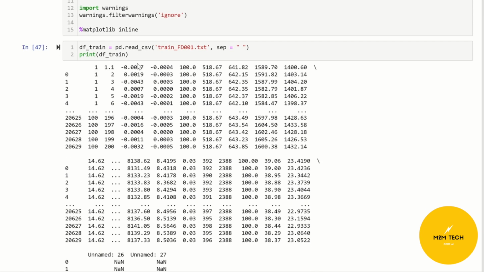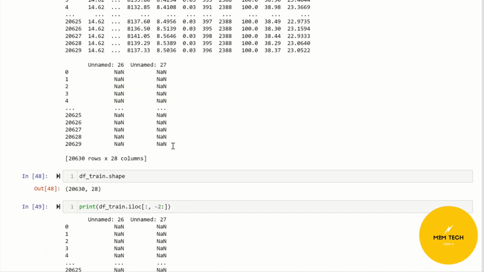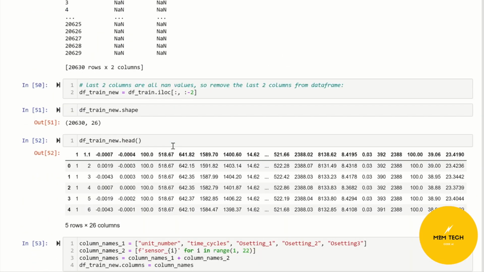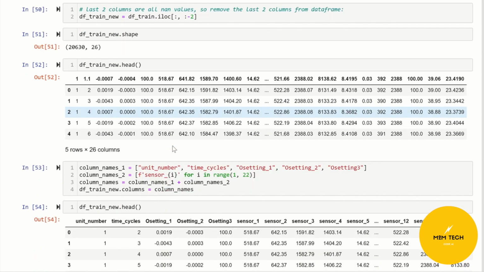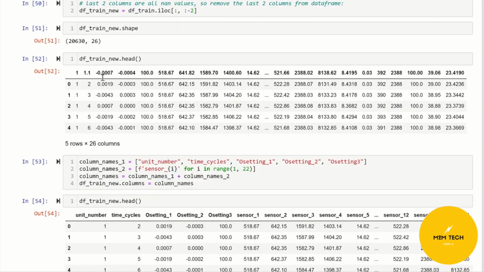Here I loaded up the training data set, and here we can see that the last two columns are all NaN values, which are obviously not important for us. So I removed them from the data set. And here as well, we see that this data set has no column names. So from the literature, I got these column names.